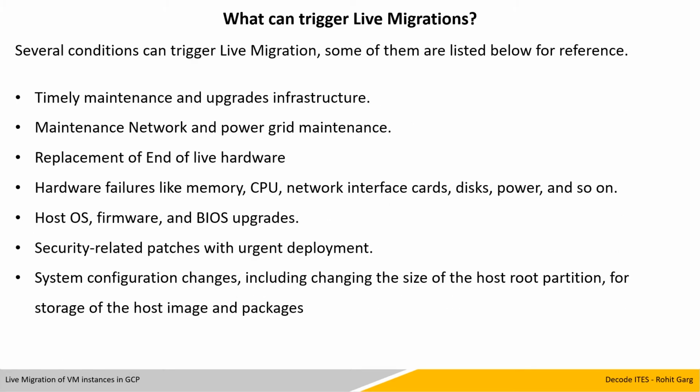What can trigger live migrations? Several conditions can trigger live migration. Some of them are listed below for reference. Timely maintenance and upgrades of infrastructure, network and power grid maintenance, replacement of end-of-life hardware, hardware failures like CPU, memory, network cards, disk, power, and so on, host OS, firmware, and BIOS upgrades, security-related patches with urgent deployments, system configuration changes, including changes in the host root partition for storage of host image and packages. These are some of the events that need host downtime and cause live migration for your VMs hosted on that particular host.